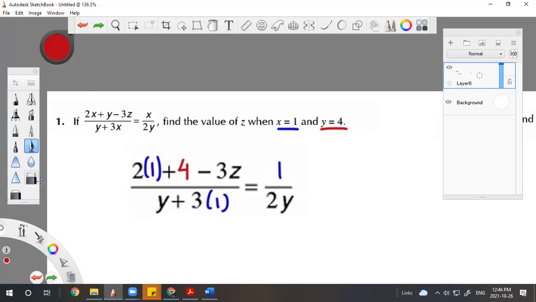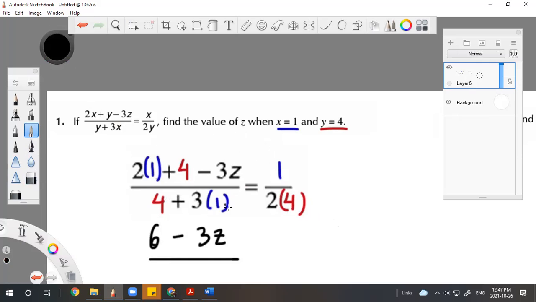Wait, sorry. It is 4. Again, one more, it is 4. So multiply, not 24. And find the value of Z. What is Z here? I don't change anything for Z because we are finding this. 2 times 1 is 2. 2 plus 4 is 6. Minus 3Z over 3 times 1 is 3. 4 plus 3 is 7.